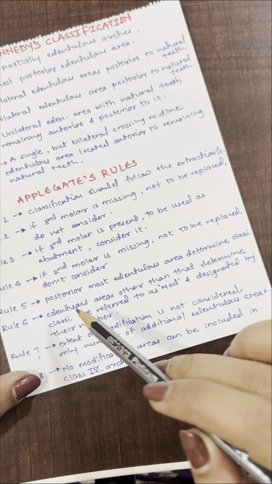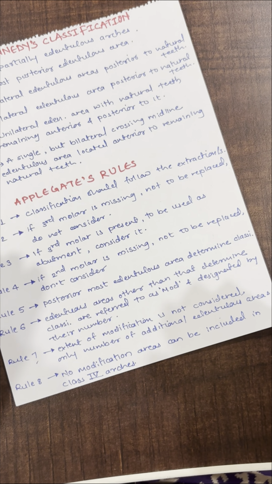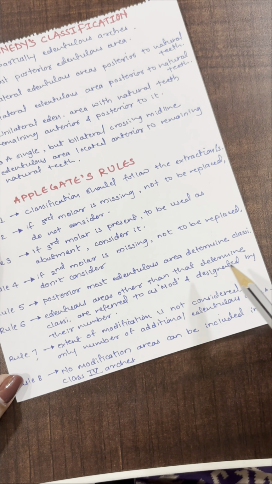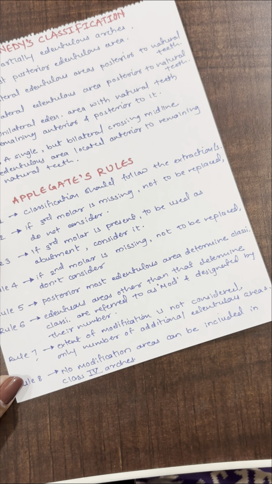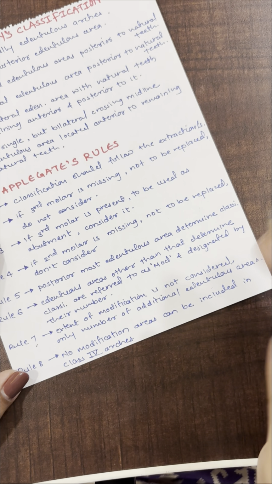Rule number 6 is edentulous areas other than that determining the classification are referred to as modification and are designated by their number. For example, one extra space, modification 1. Rule number 7 is extent of modification is not considered.